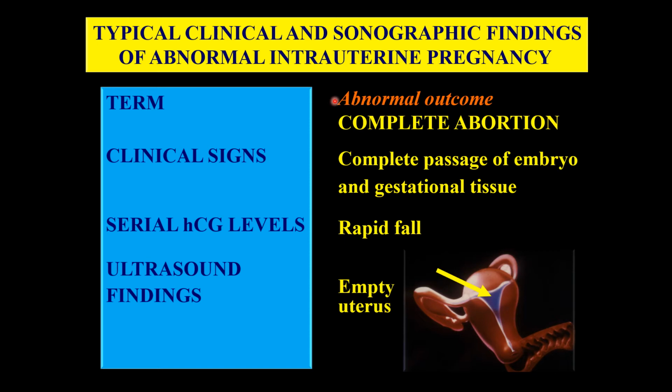Then is the complete abortion, which is an abnormal outcome. The clinical signs will be the complete passage of embryo and gestational tissues. There is a rapid fall in the beta hCG levels and the uterus will be empty. So all the contents of conception, including the gestational sac, amniotic fluid, embryo, yolk sac, everything has passed out. That means complete miscarriage or abortion.